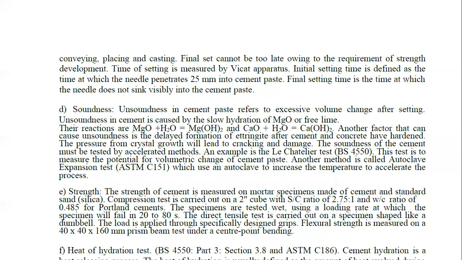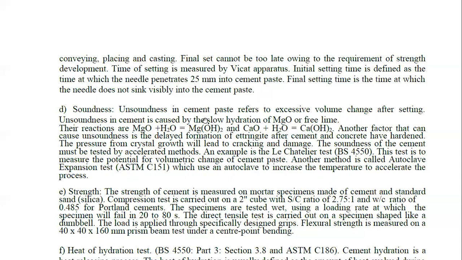apparatus. Initial setting time is defined as the time at which the needle penetrates 25 mm into cement paste. Final setting time is the time at which the needle doesn't sink visibly into the cement paste. So basically initial setting time के लिए जो loaded needle Vicat apparatus में use करते हैं वो 25 mm तक penetrate करनी चाहिए cement paste को, और final setting time में ये है कि वो needle doesn't sink visibly into the cement paste.